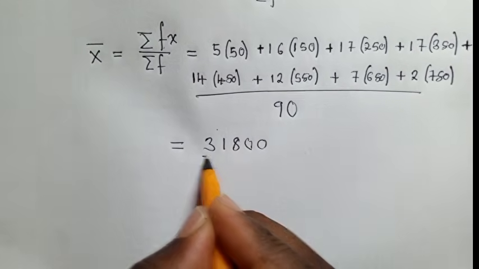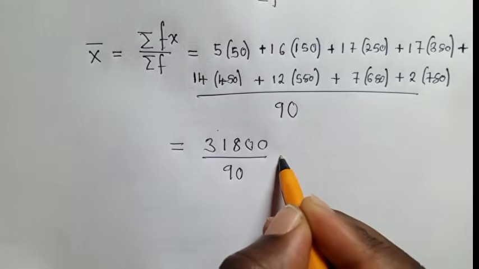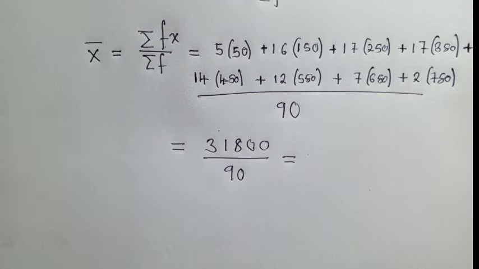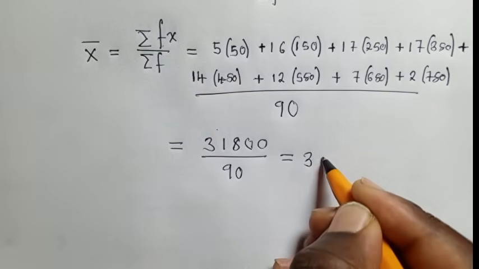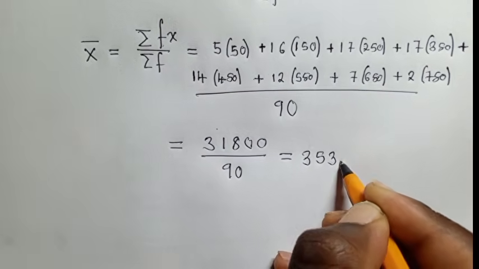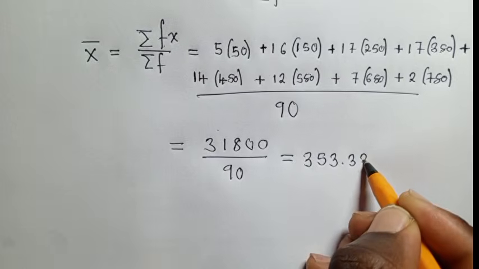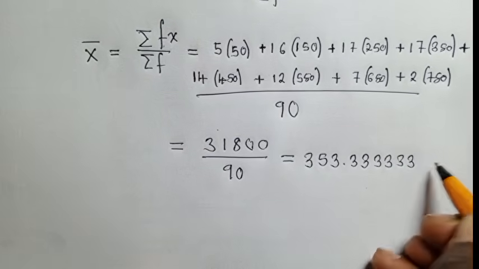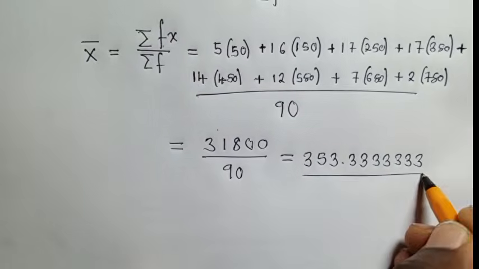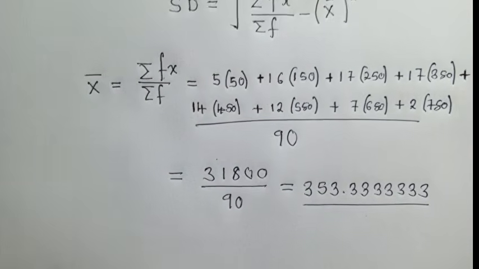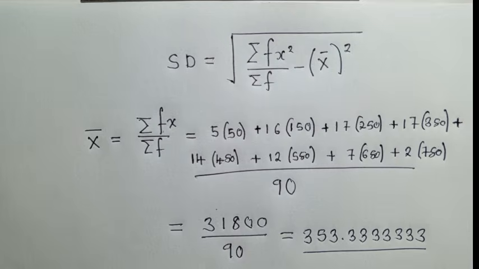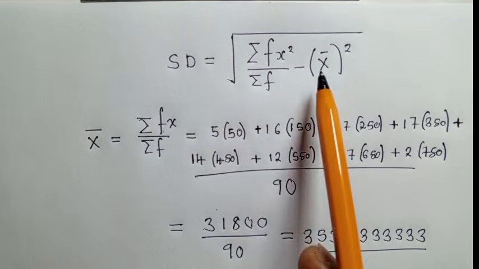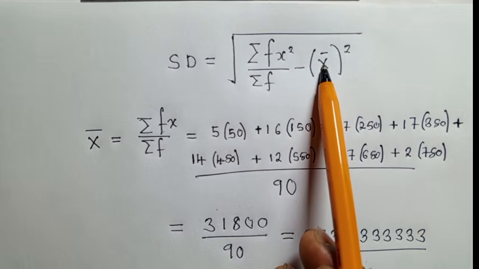So you write that, and then you say over 90. So when you divide by 90, of course you're getting 350, 3.3, another 3 there, 3, 3, and 3. So this is our mean. We've calculated our mean. And the main reason for calculating this mean is that we want to come and use it here.